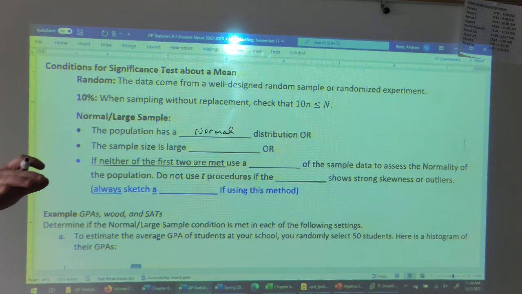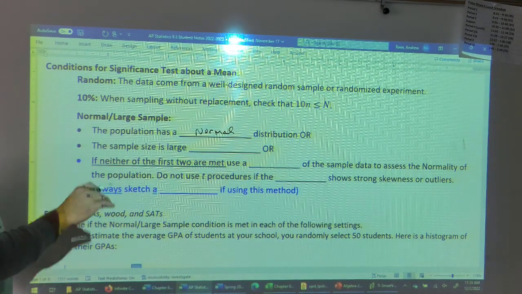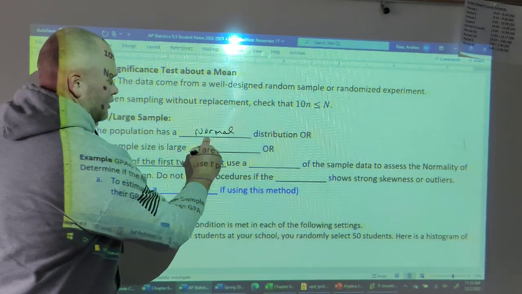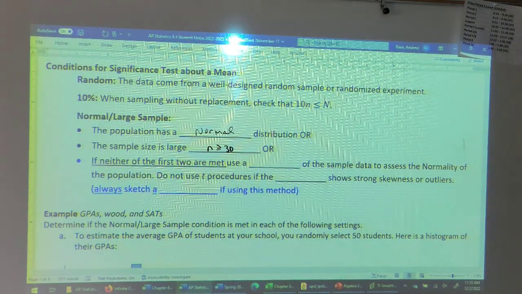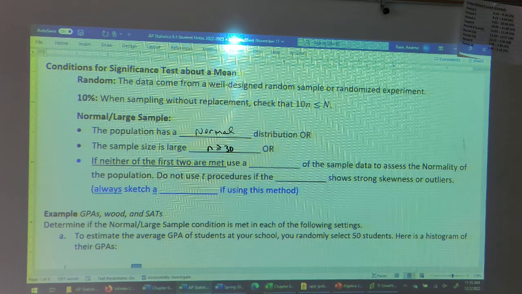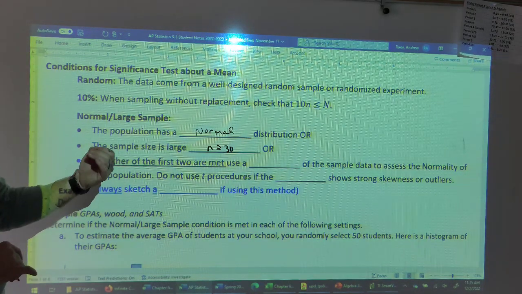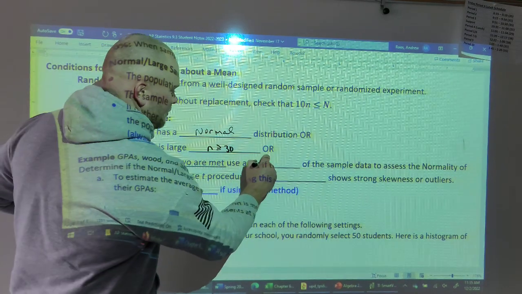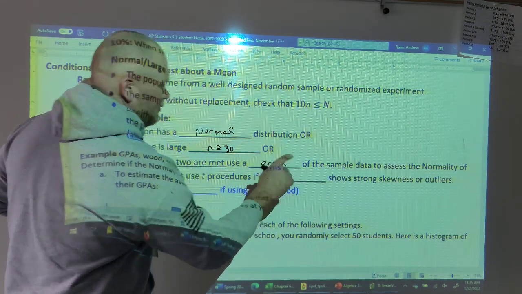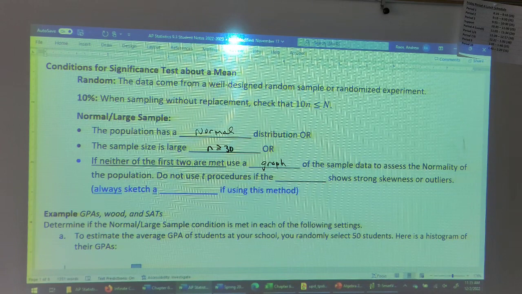If we don't know anything about the population, we move on to sample size. Is the sample size sufficiently large? Is n greater than or equal to 30? If the sample size is too small, less than 30, we would then have to check a graph. So if these two aren't met, we use a graph of the sample data to assess the normality of the population.